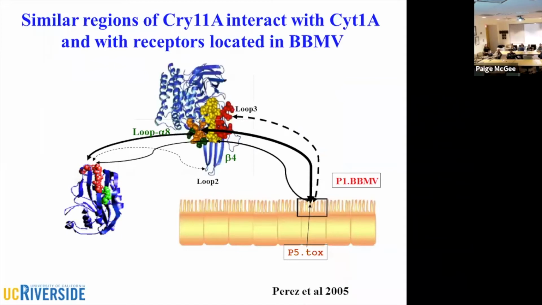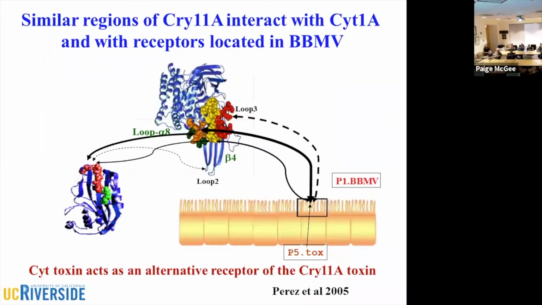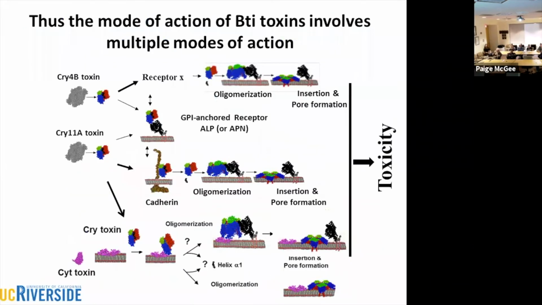If you look at cry11A, on the left-hand side is the cytotoxin. It binds to specific epitopes on the protein. And it can bind to the membrane, in that case the receptor, which is on the membrane. In this case, for example, a cadherin protein. So therefore, the cytotoxin actually acts as an alternative receptor of the cry11A protein. So therefore, we can come up with an alternative mode of action that occurs in this case.